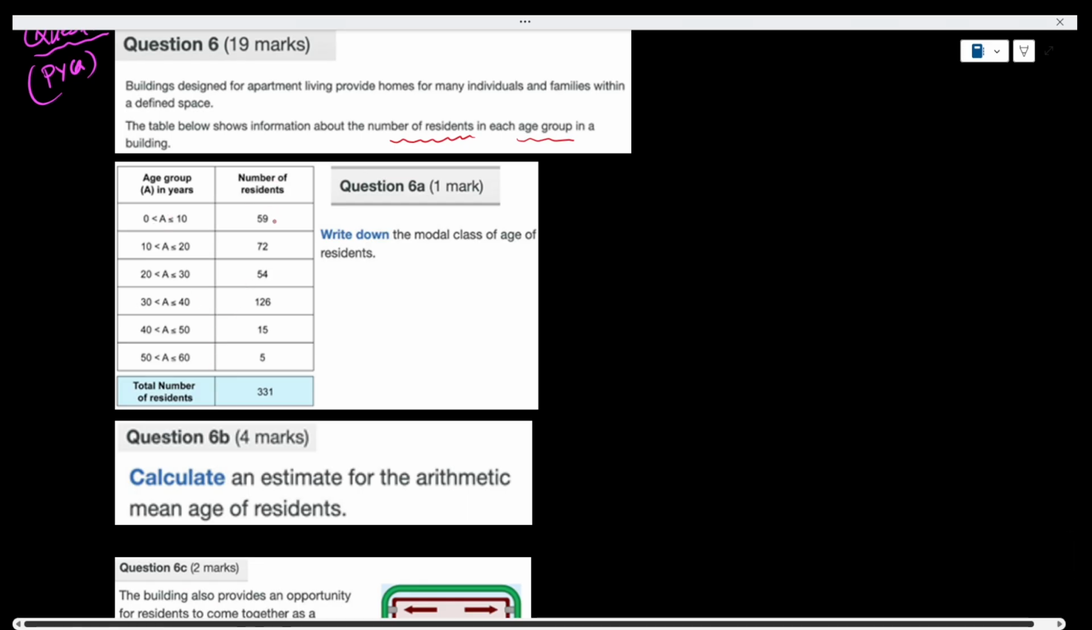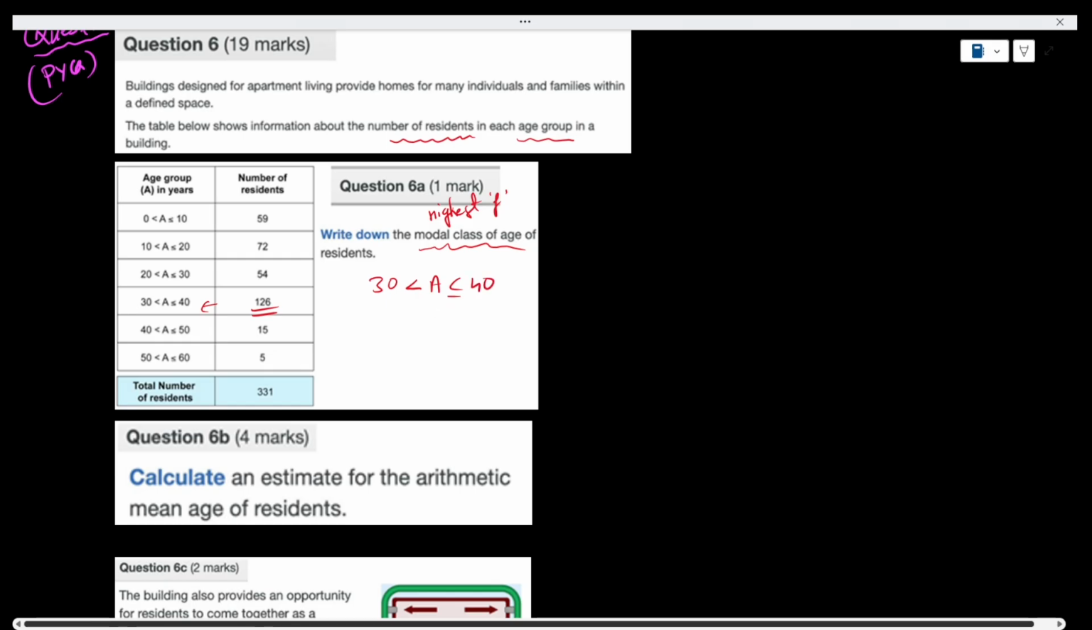So what is given here? The number of residents. The first interval is up to 10 years, then 20, 30, 40, 50, 60. These are the different categories. What is the first question? It says, write down the modal class of the age of the residents. Modal class means the class interval with the highest frequency. Among all these frequencies, 126 residents is the highest frequency, so the respective class is here. The modal class is going to be 30 to 40, right?